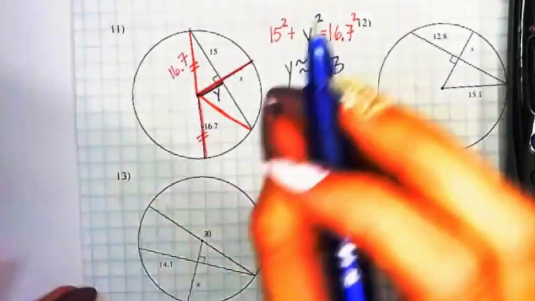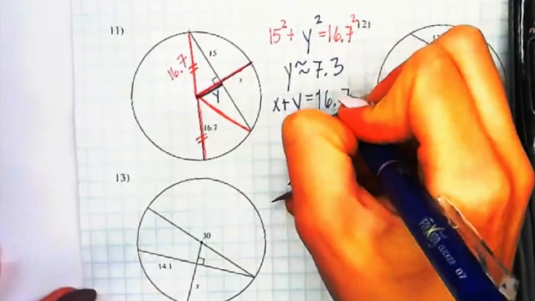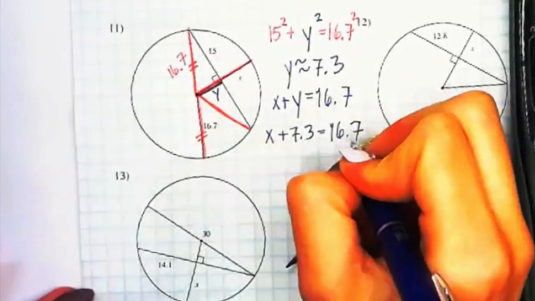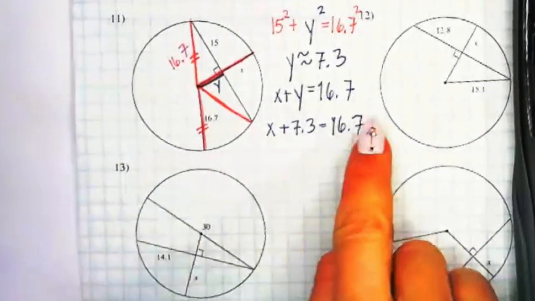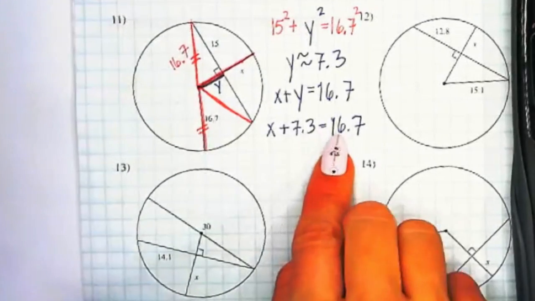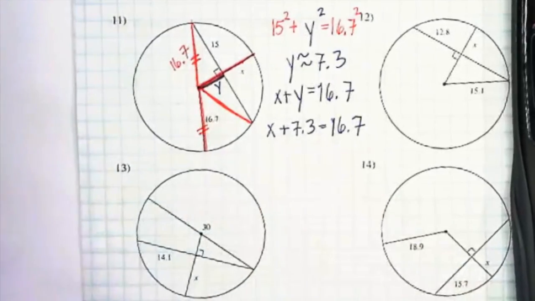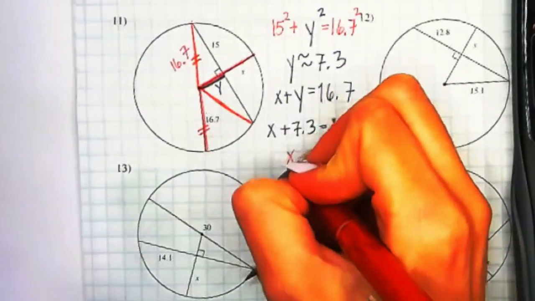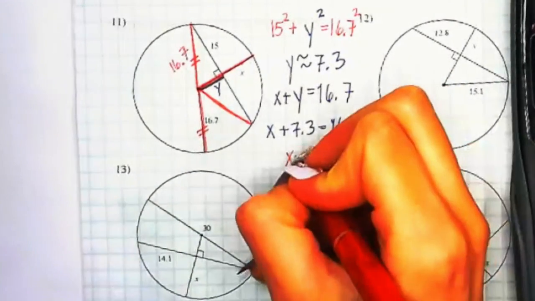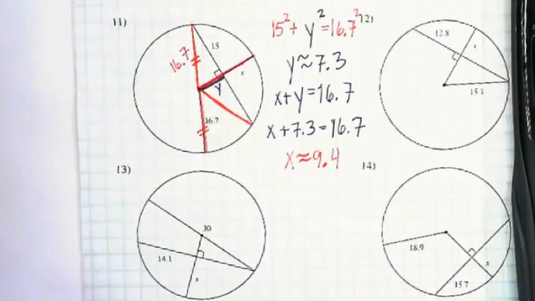Now, what does that tell me about x? X plus y is 16.7. Since y is 7.3, subtract 7.3 from both sides. 16.7 minus 7 is 9.7. Minus 0.3 is 9.4. X equals 9.4. Again, all of these, I guess, we should really be telling approximately.